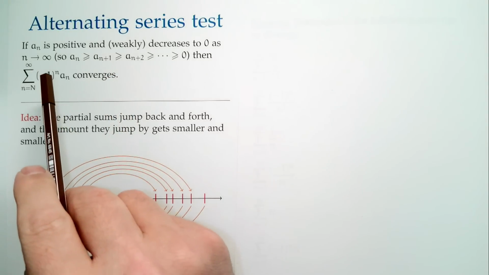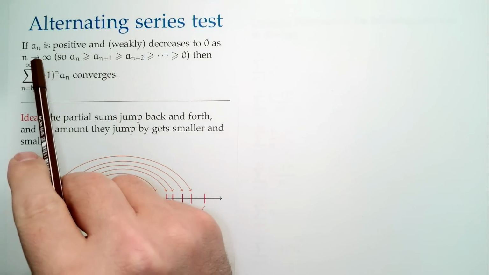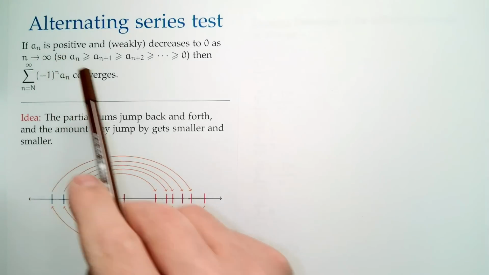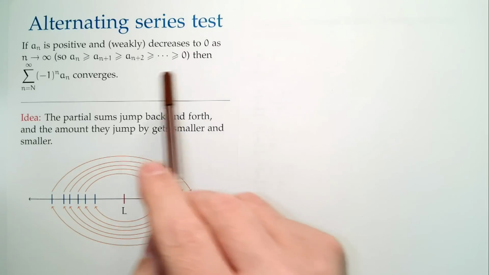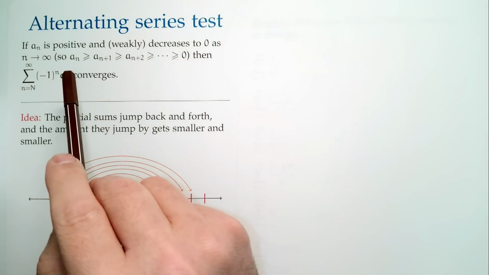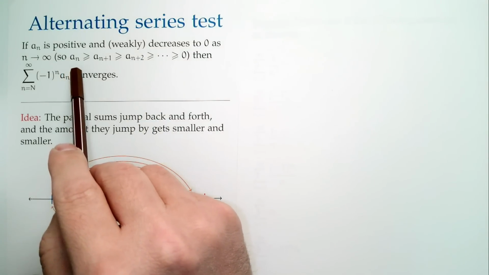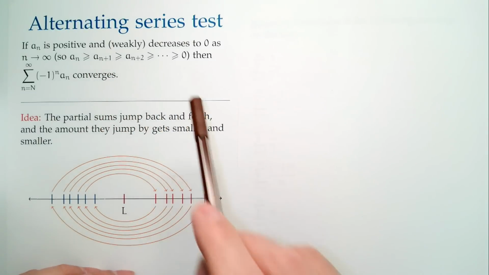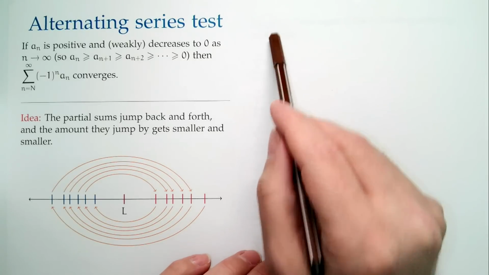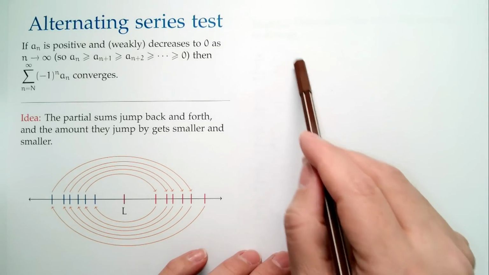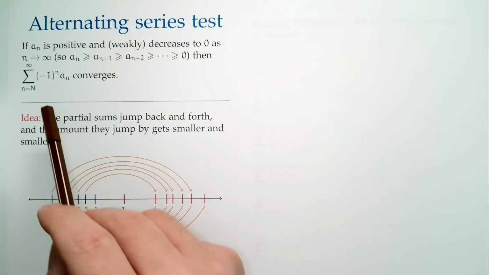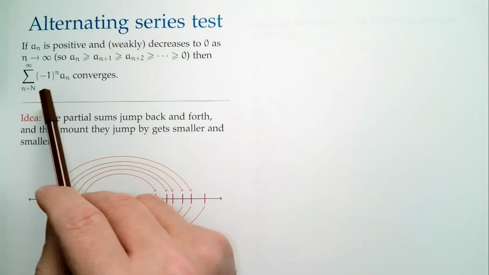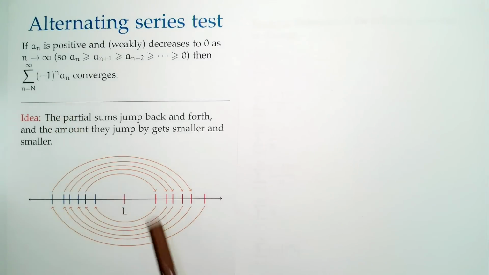Well, it says, suppose that a sub n is your sequence of positive numbers, and they go to 0. So here you see it weakly decreases. It just means that one term is bigger than the next term, is bigger than the next term, and so forth. So if you were to graph it, your terms are going down to 0. The conclusion is that your sum of (-1)^n a sub n converges.